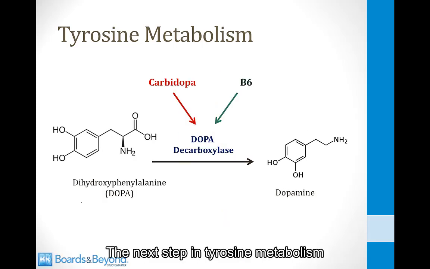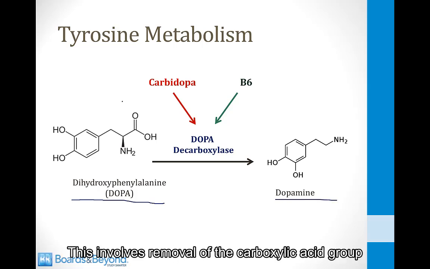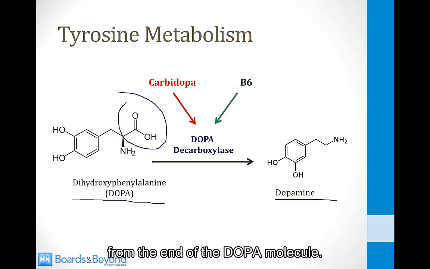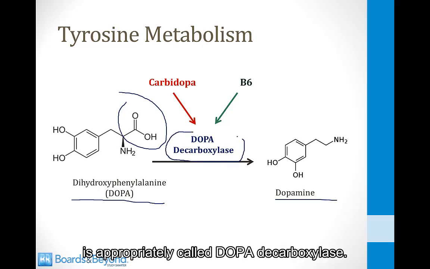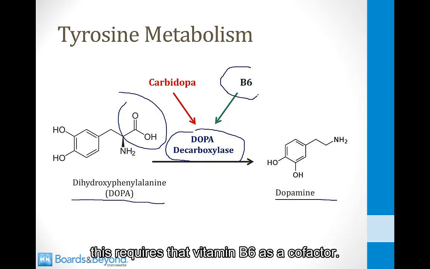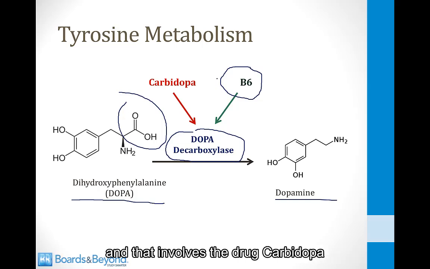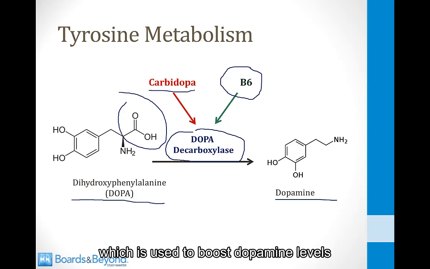The next step in tyrosine metabolism is to convert the molecule of dihydroxyphenylalanine, or DOPA, into dopamine. This involves removal of the carboxylic acid group from the end of the DOPA molecule, and the enzyme that catalyzes this step is appropriately called DOPA decarboxylase. And just like many other decarboxylase enzymes, this requires vitamin B6 as a cofactor. And there's an important clinical correlation of this step, and that involves the drug carbidopa, which is used to boost dopamine levels in patients who have Parkinson's disease.